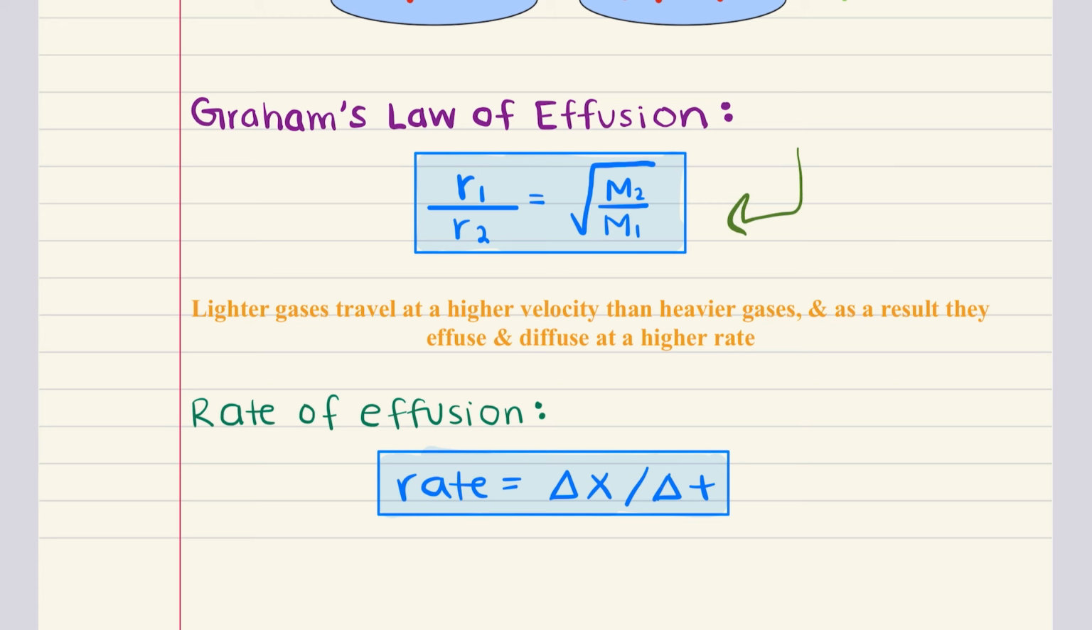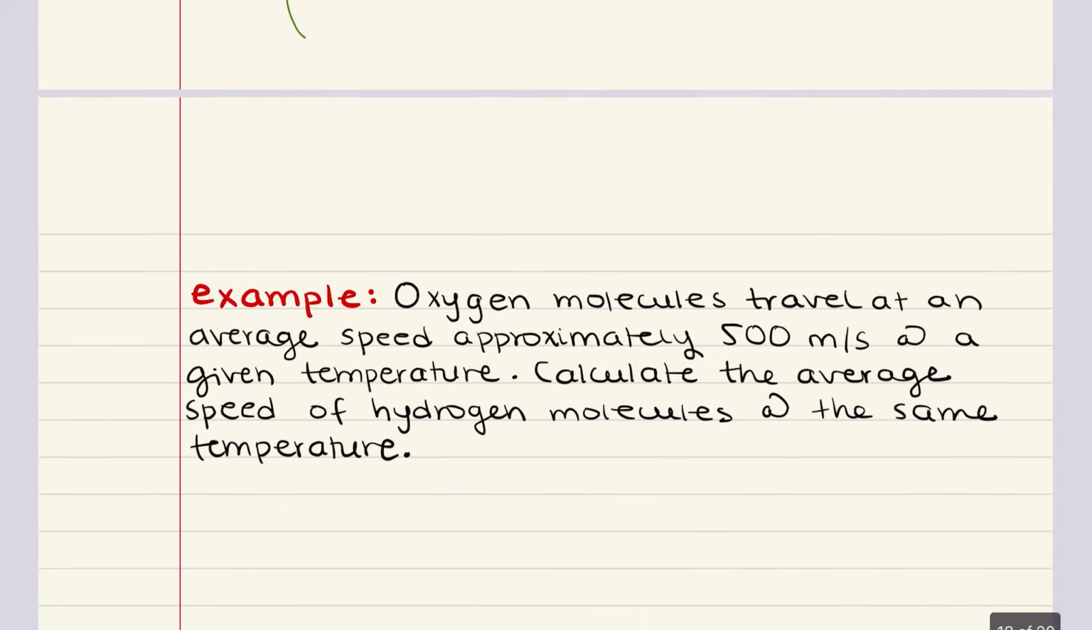Now, finally, the rate of effusion can also be expressed in terms of the change in amount or volume of a gas over a change in time, and this simplifies the quantitative analysis of effusion in a lot of practical scenarios. Now, the super important equation that you should commit to memory for the MCAT is this one right here. Let's go ahead and apply it in a practice problem.